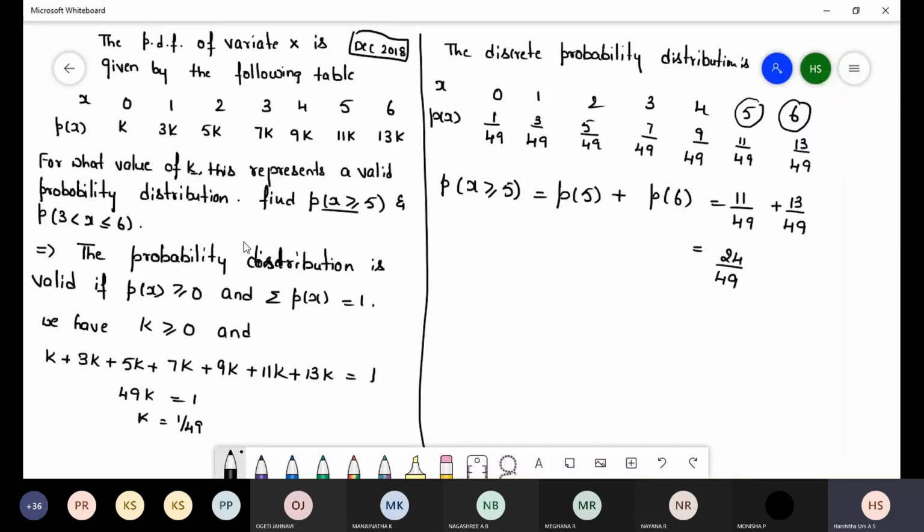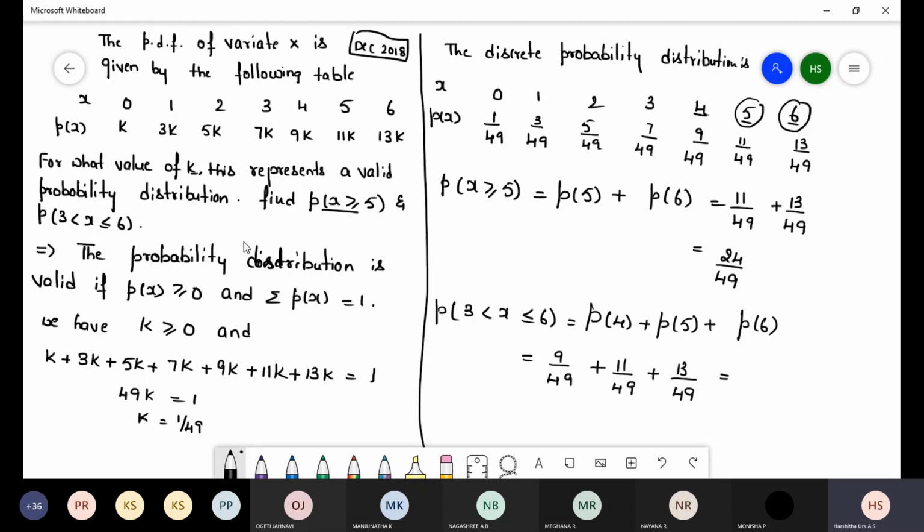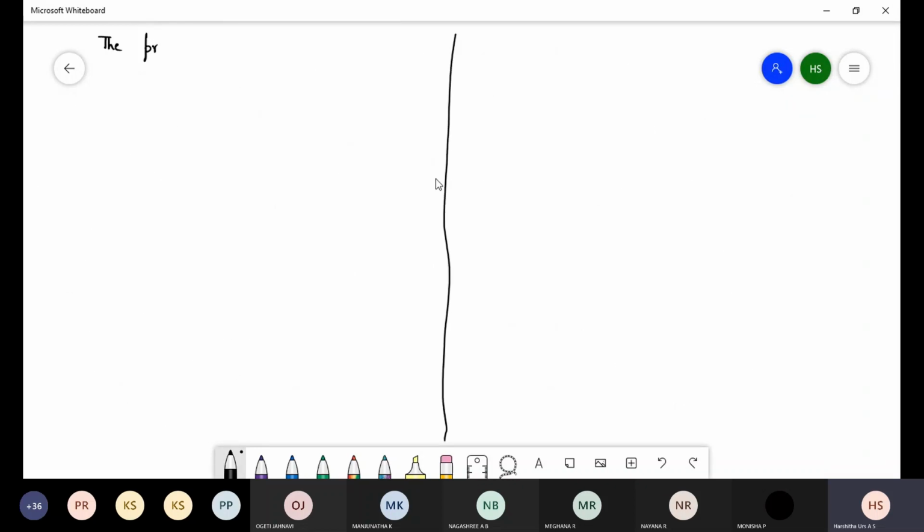Next, the last one: P of 3 less than x less than or equal to 6. Greater than 3 means the numbers start from 4. So 4, 5, 6: P of 4 plus P of 5 plus P of 6. So 9 by 49, 11 by 49 plus 13 by 49. What is the final answer? 33 divided by 49.